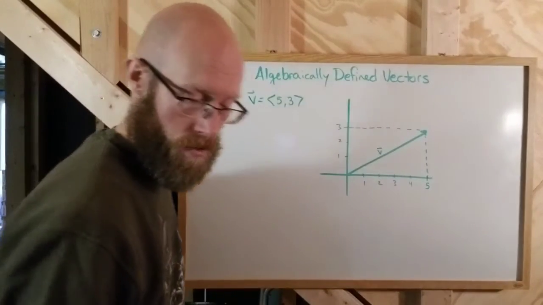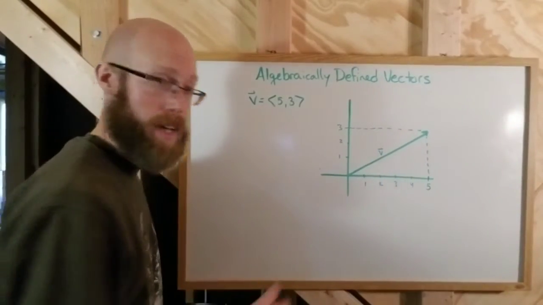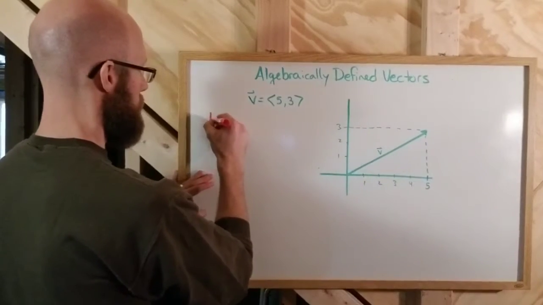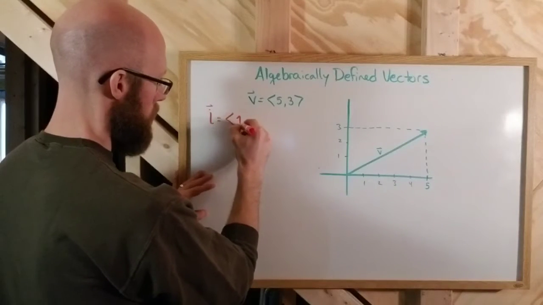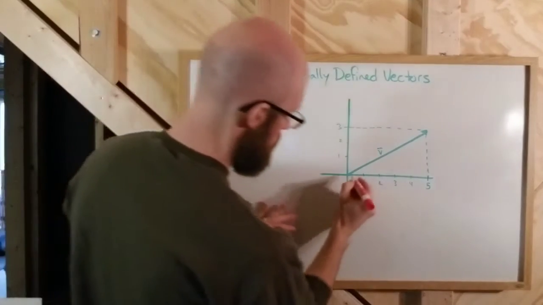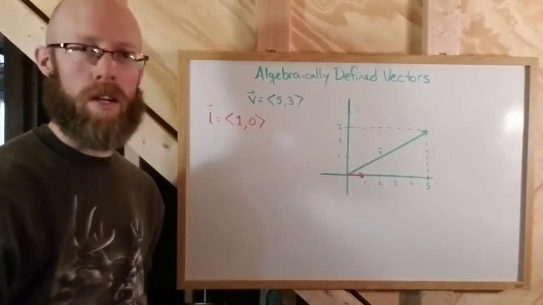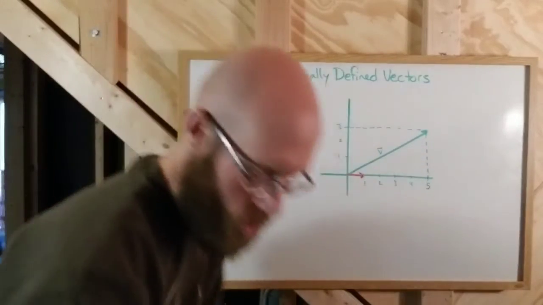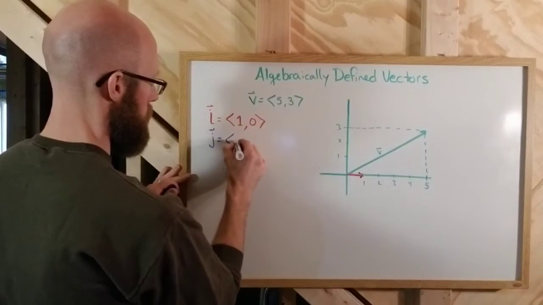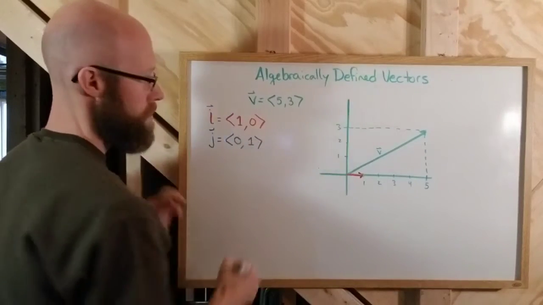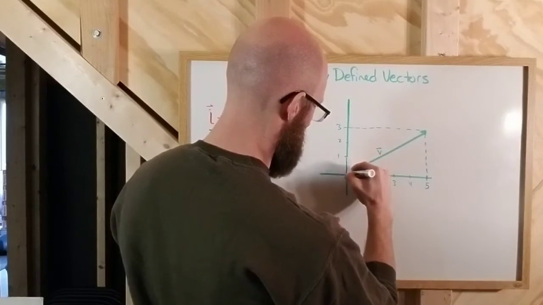The particular other vectors I'm going to talk about are the vectors i and j. Vector i is going to be the vector <1, 0>. So it's the vector that starts at the origin and goes over 1 unit in the x direction. Okay. Vector j is the vector <0, 1>. It's a vector that starts at the origin and goes up 1 unit in the y direction.